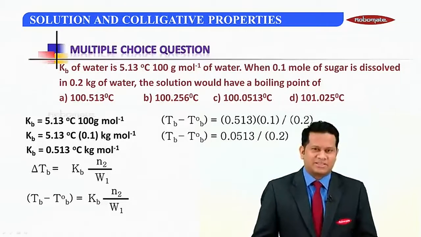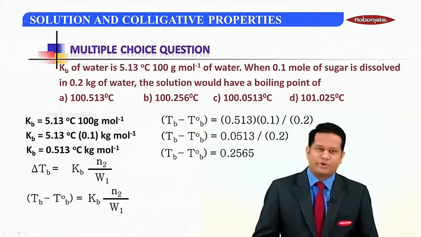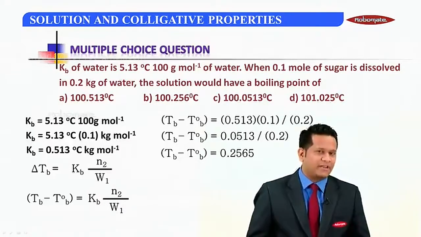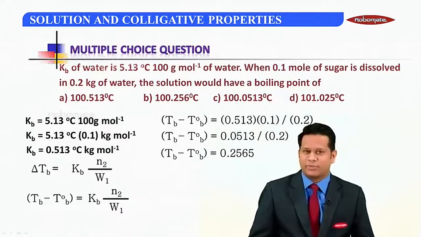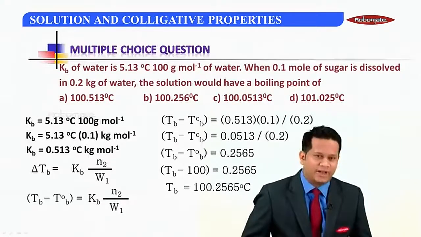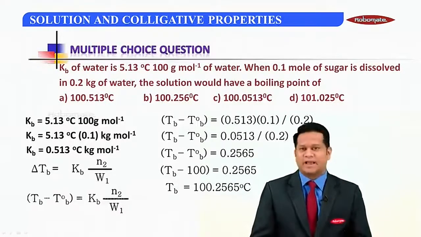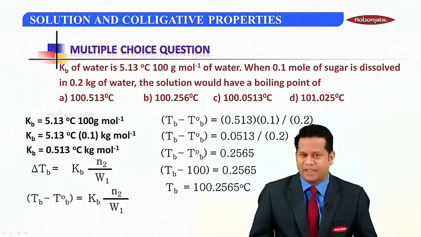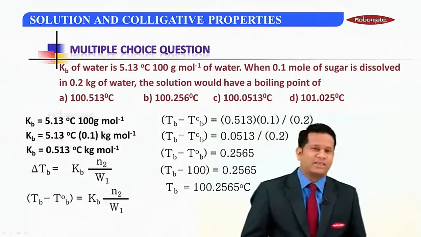So when we solve this, the right hand side will become 0.2565, and the value of TB naught, as I told you, is the boiling point of water, which has to be 100 degrees Celsius. So the value of TB will be 100.2565. My answer is option B. That's all we have for this particular module. Thank you so much.